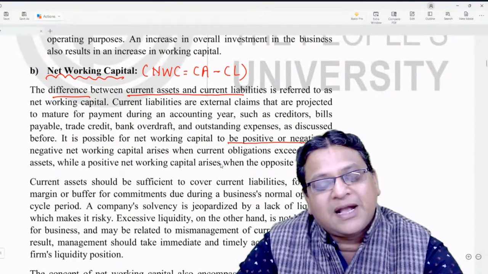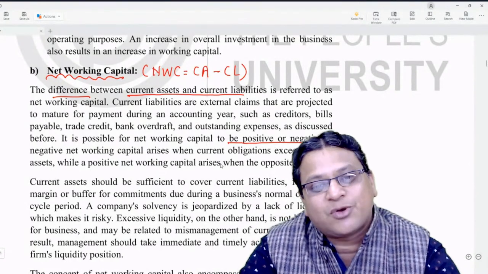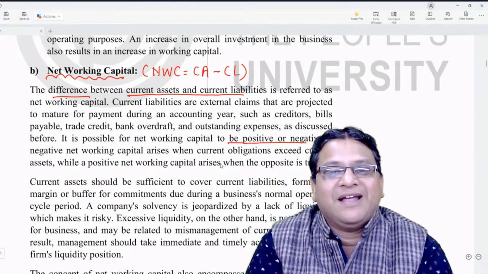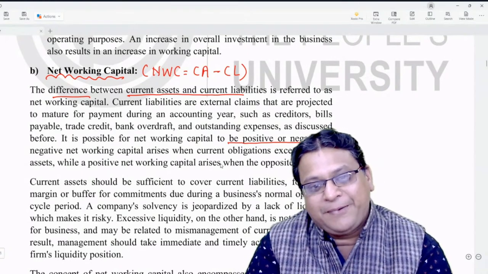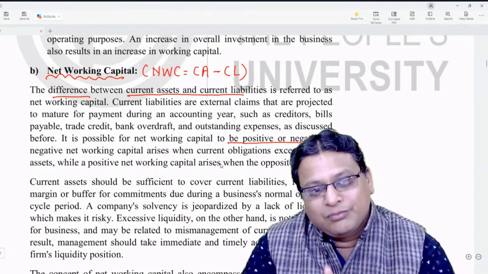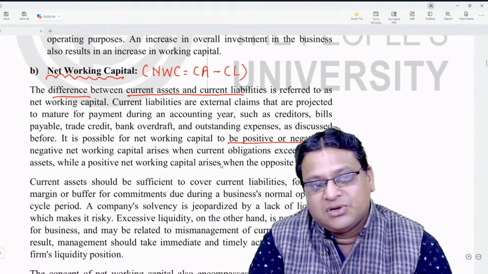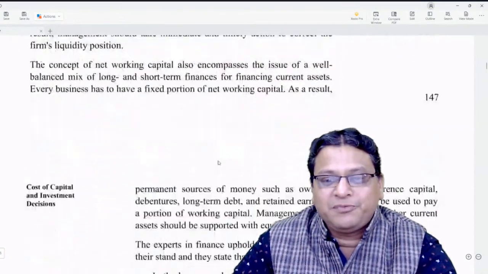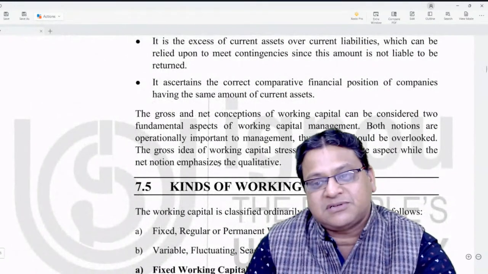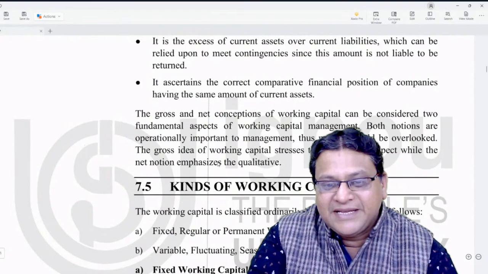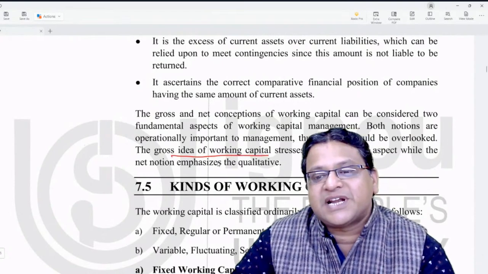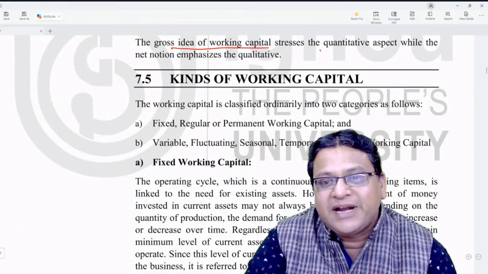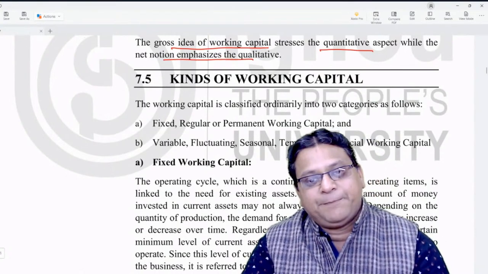Suppose 1 lakh rupees is required to finance total current assets of the business. Out of that, 20 thousand finance you will get from current liabilities. That means net working capital is a concept where we deduct the current liability amount from the current asset amount. Next, what is the major point of difference between gross working capital and net working capital? The gross concept of working capital stresses the quantitative aspect of working capital, whereas net working capital talks about the qualitative aspect of working capital.